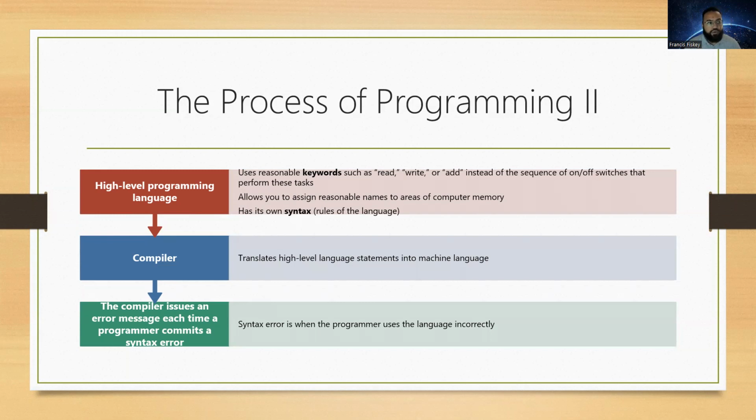Now, with all that being said, there are some things that denote what a high-level language is versus what an assembly-level language or a machine-level language is. The first thing is using reasonable keywords such as read, write, or add, instead of sequencing on and off switches.